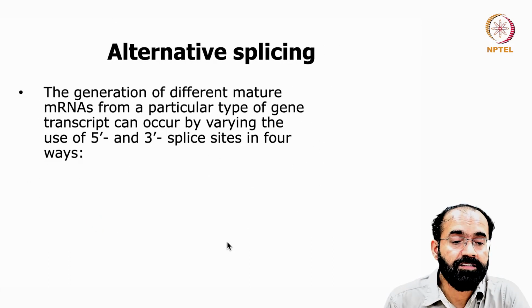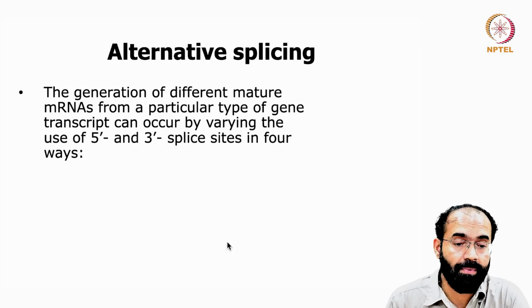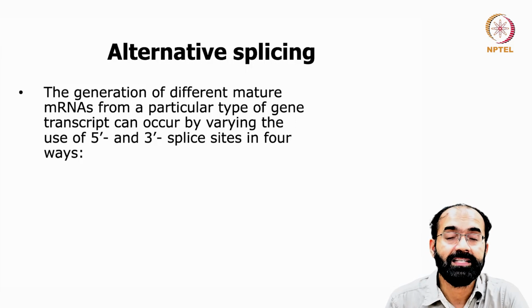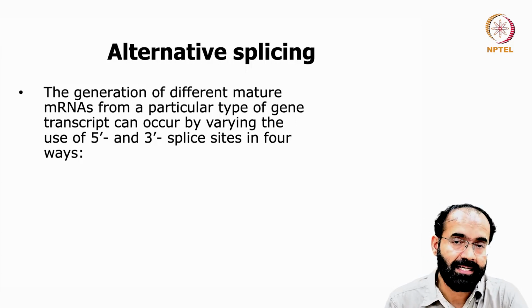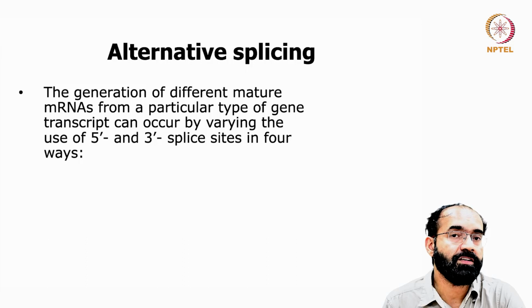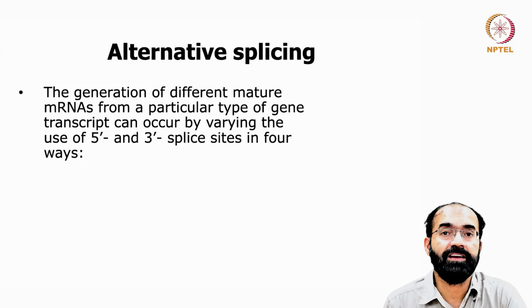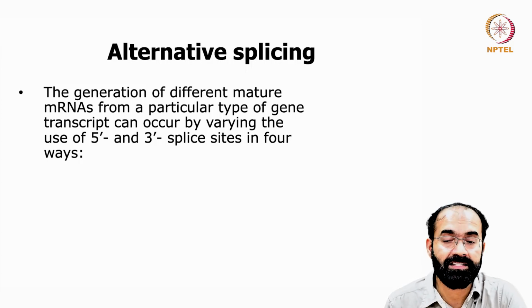So alternative splicing is basically the generation of different mature mRNAs from a particular type of gene transcript that can occur by varying the use of 5' and 3' splice sites in 4 different ways. We know every intron has a 5' and a 3' end. Now there are different ways in which you can enhance the diversity. Your goal is to enhance the diversity.